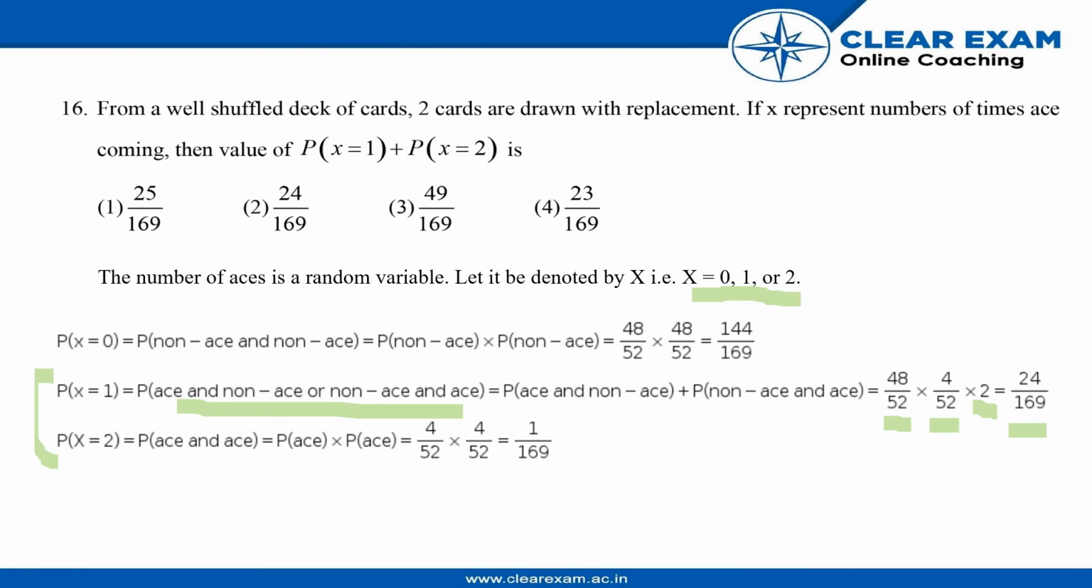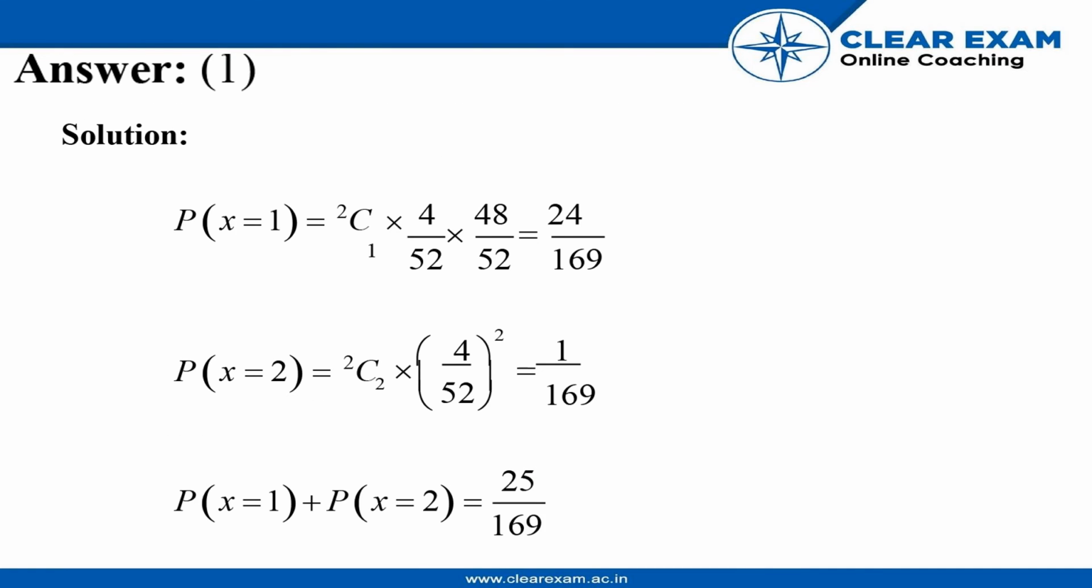And the possibility of obtaining an ace along with another ace, that is 4 by 52 into 4 by 52, that is 1 upon 169. Now in order to solve this question, we will add both these values, which gives the answer 25 by 169. Therefore our answer is part 1.